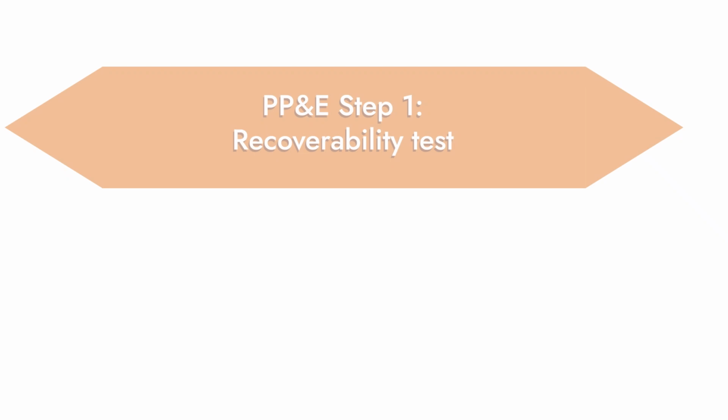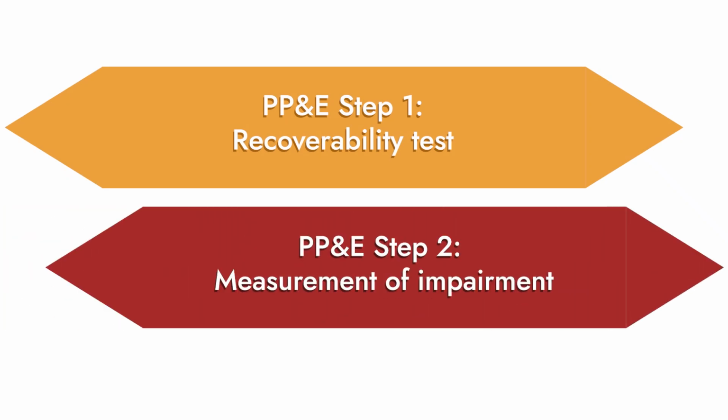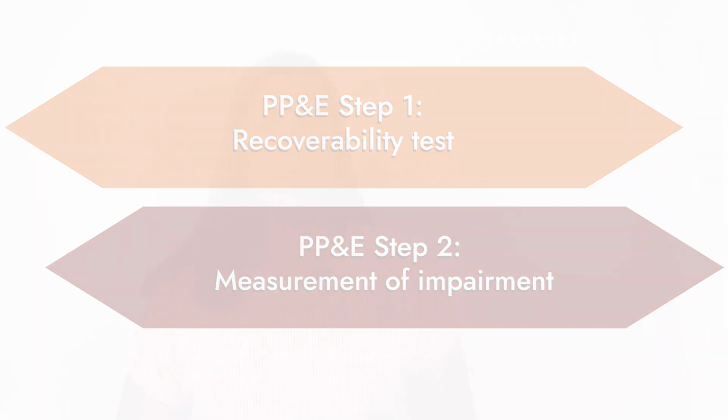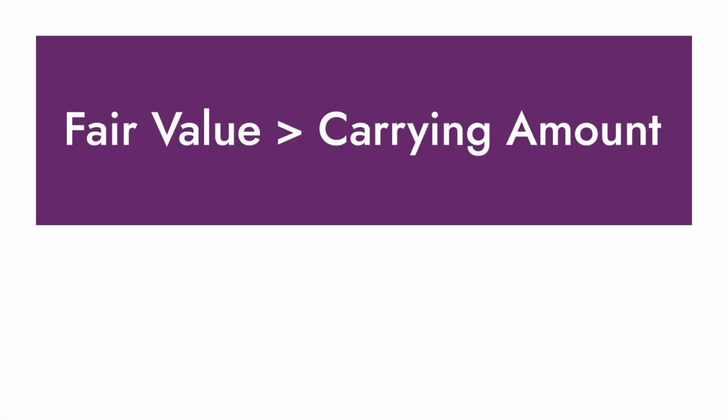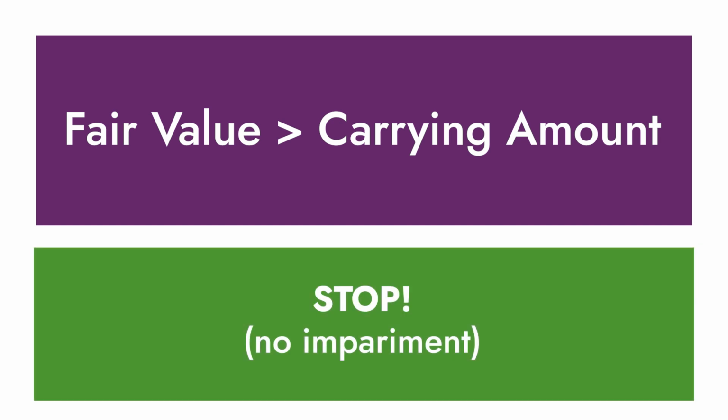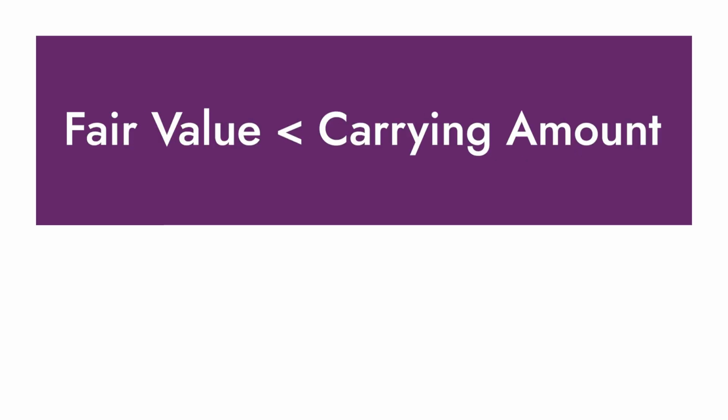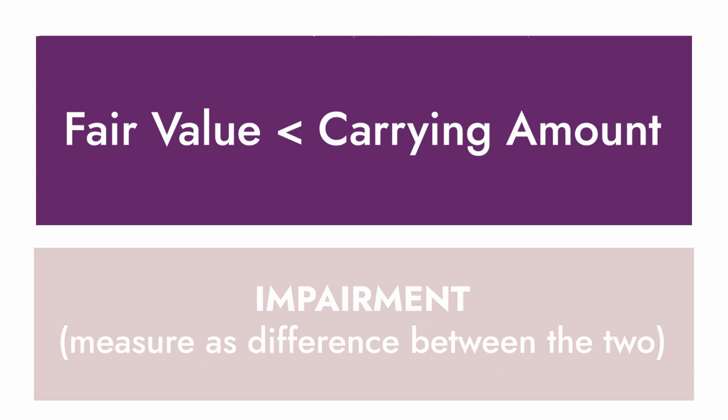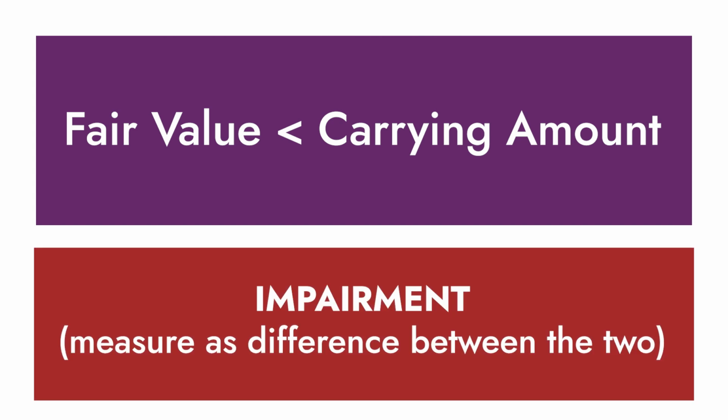2. So step 2, as you can see here, this is where you're going to take the carrying amount and compare it to the fair value of the asset or the asset group. If the fair value is greater than the carrying amount, you're good. There's no impairment. But if the fair value was less than the carrying amount, well, then you have an impairment. The difference between those two amounts represents the impairment. You recognize it, write the asset down to its fair value.